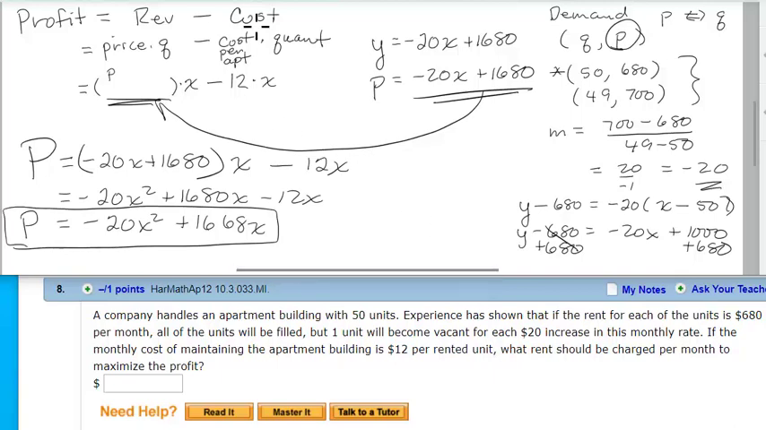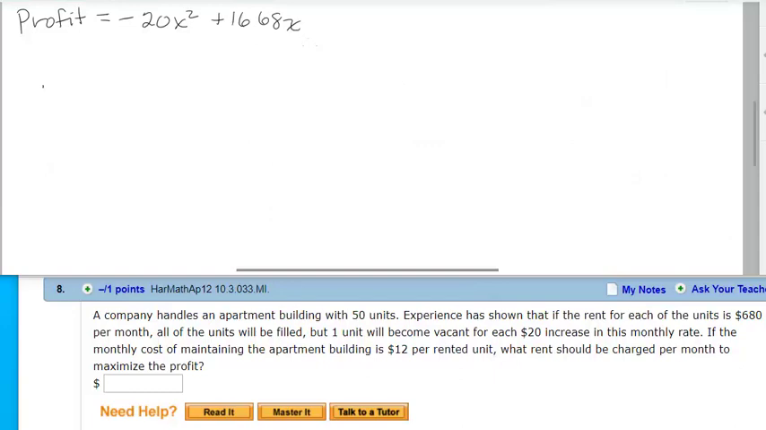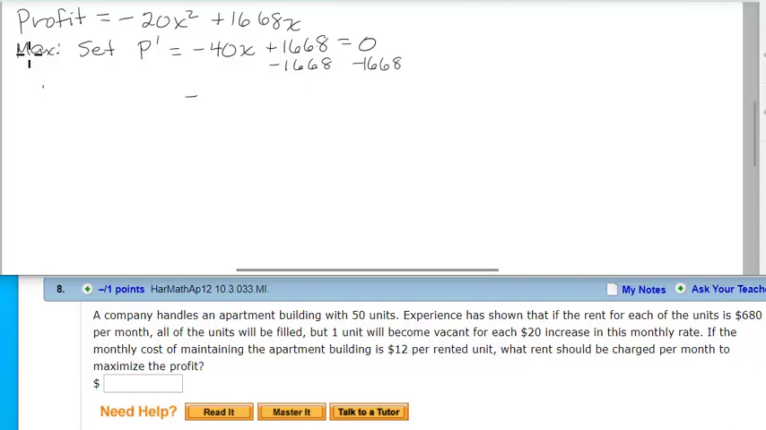Okay, let me clean up for a minute. After that much analysis and building of equations, we finally have the function that we're trying to optimize. From here on out, it's pretty straightforward. To find the maximum, you set the marginal profit, the derivative, to 0. So negative 40x plus 1668 would have to be 0. Subtract: negative 40x is negative 1668, and then divide.